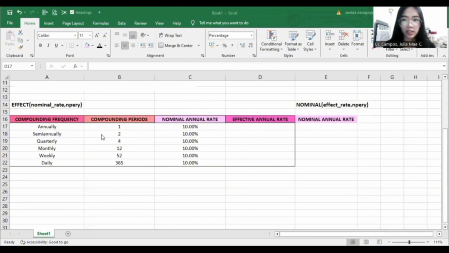So I prepared here a table which we will use for the function. So as with this we have a compounding frequency of annually, a compounding period of 1, and nominal annual rate of 10%. So to get the effective annual rate, we will use the function.